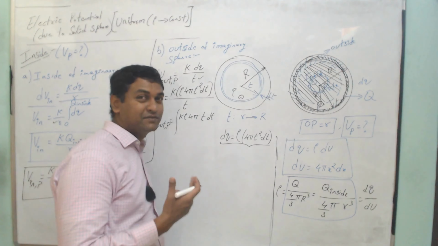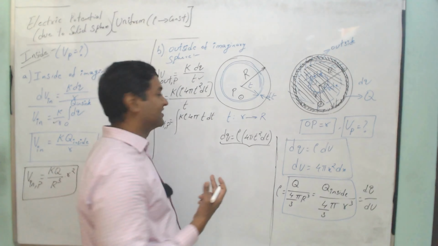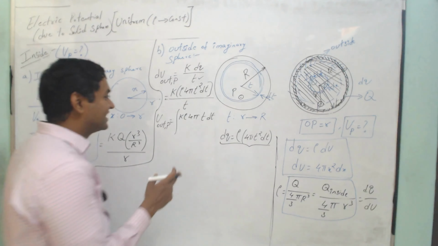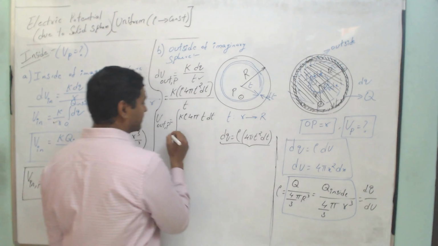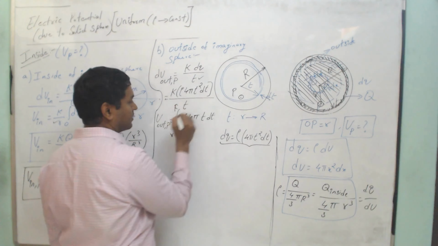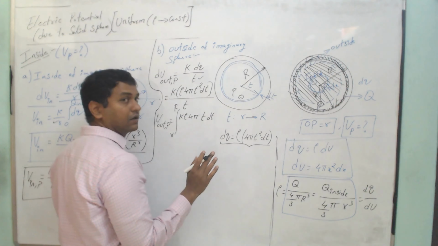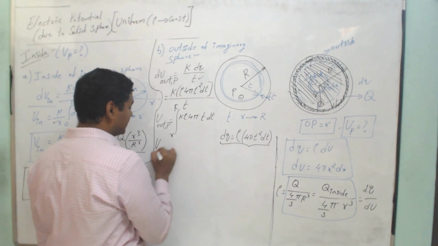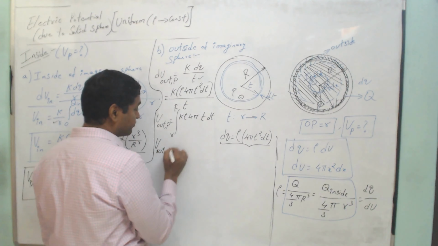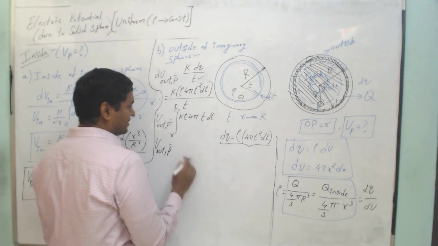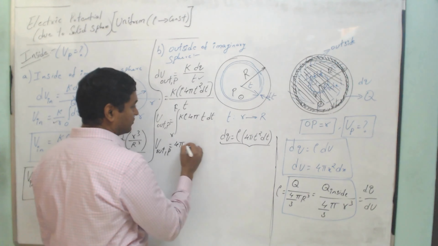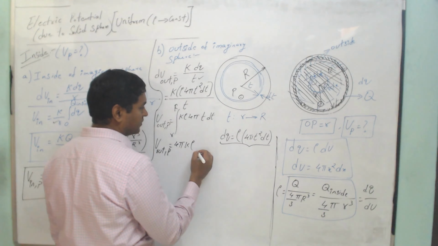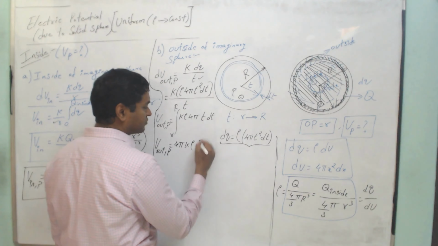Am I visible, audible? Yes, sir. Limits of t is small r to capital R. So my v due to outside material at point P is equal to 4 pi k rho, integral t dt, which is t square by 2.